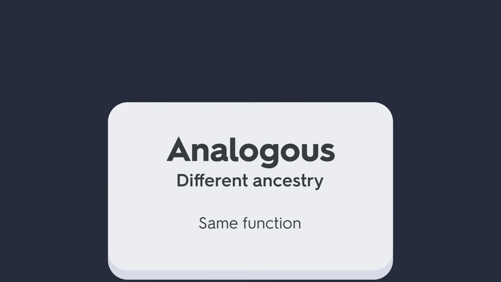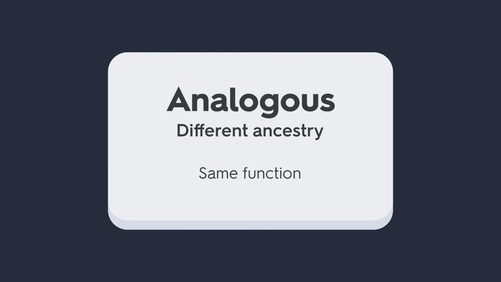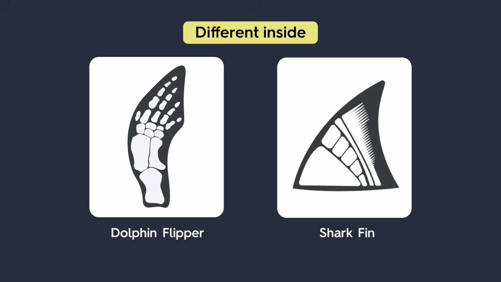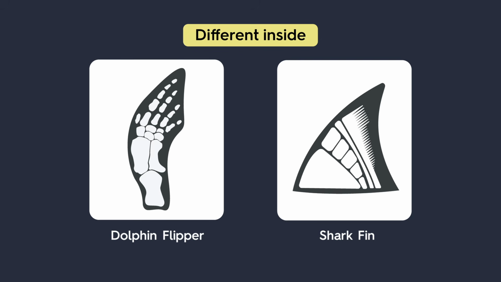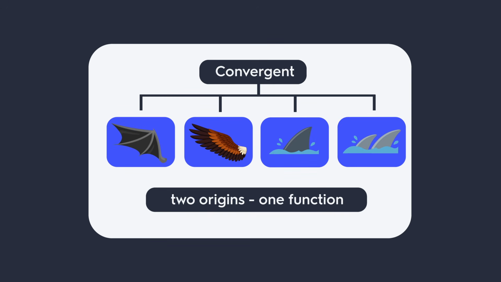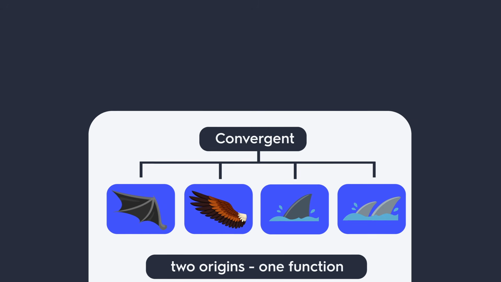When structures do the same function but come from different evolutionary origins, we call them analogous structures. A classic example is a dolphin flipper compared to a shark fin. They both help with swimming, but their internal structures are built differently, pointing to different origins. One more big connection. Homologous structures often show divergent evolution, where one ancestral blueprint branches into different functions. Analogous structures often show convergent evolution, where different lineages independently evolve similar solutions.